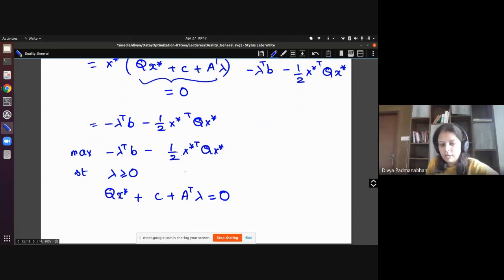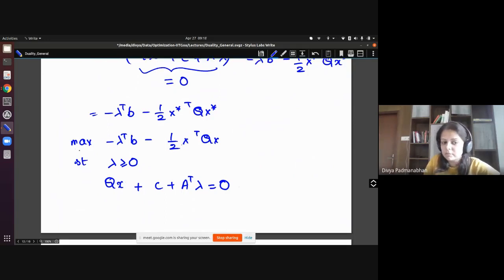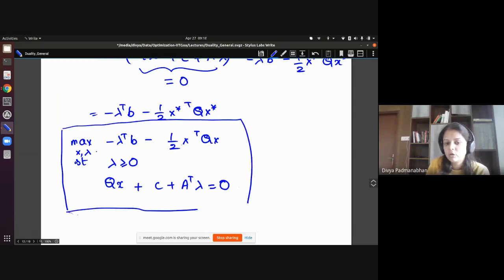Now x star is also a variable, so let me just write it as x itself. This optimization problem is over x as well as lambda. If this x is unique, you have just one value, but otherwise x is also a variable to this problem because you cannot completely eliminate it from this expression. So this is another example of the case in QPs where your dual will involve both x and lambdas.